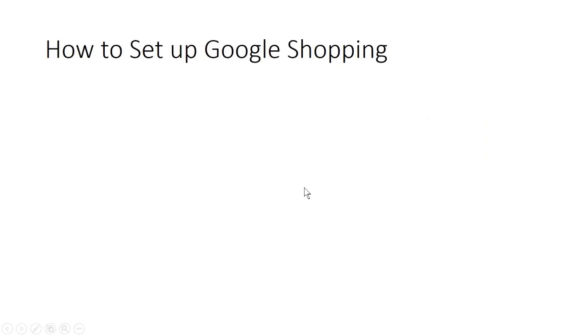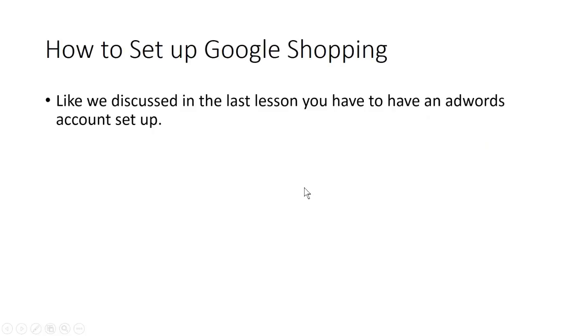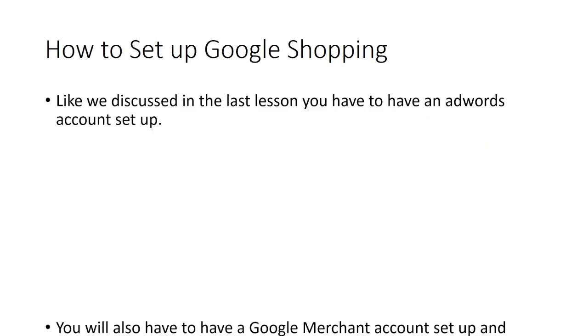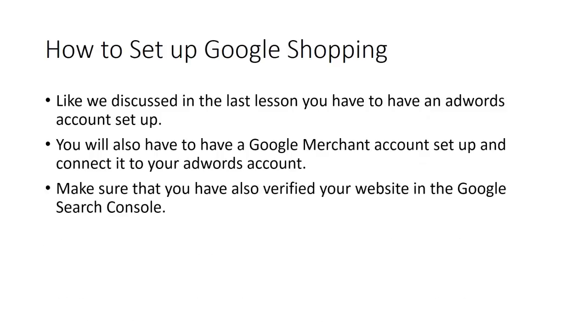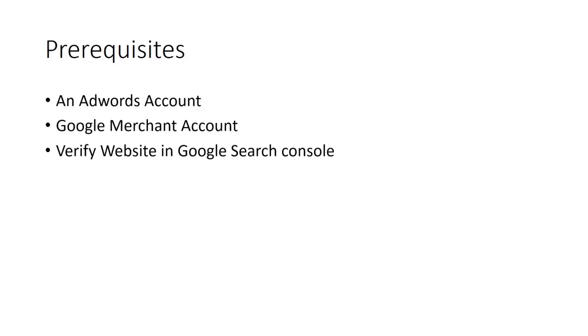So how do you do this? How do you set up Google Shopping? Well, like we discussed in the last lesson, you have to have an AdWords account set up. You also have to have your Google Merchant account set up and connect it to your AdWords account. Make sure that you also verified your website in the Google Search Console. Okay? So the prerequisites are an AdWords account, a Google Merchant account, and verify your website in the Google Search Console. Otherwise you're going to get frustrated, and you don't want to get frustrated, so just make sure you have these things set up first.